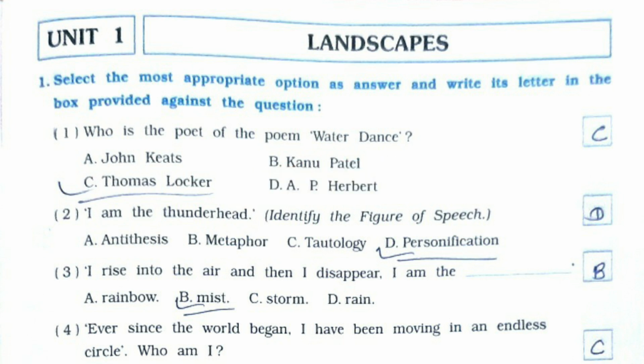So we'll be starting with the MCQs. First one, who is the poet of the poem Water Dance? It's option number C, Thomas Locker. Second, I am the thunderhead. It's option number D, personification. Third, I rise into the air and then I disappear. I am the mist. It's option number B.